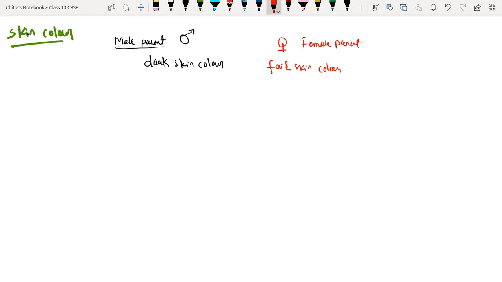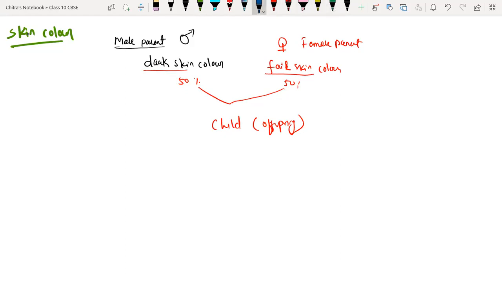Very important. Each parent contributes 50% of the characters. 50% from male and 50% from female, and they are going to combine here, so a new organism will form. This is the new, I'm writing offspring or the child. Or we can write progeny. Progeny, offspring, there are many names for that, so I'm writing offspring. So that offspring is going to be with dark skin or fair skin? I'm just asking you questions, everyone. Do reply.